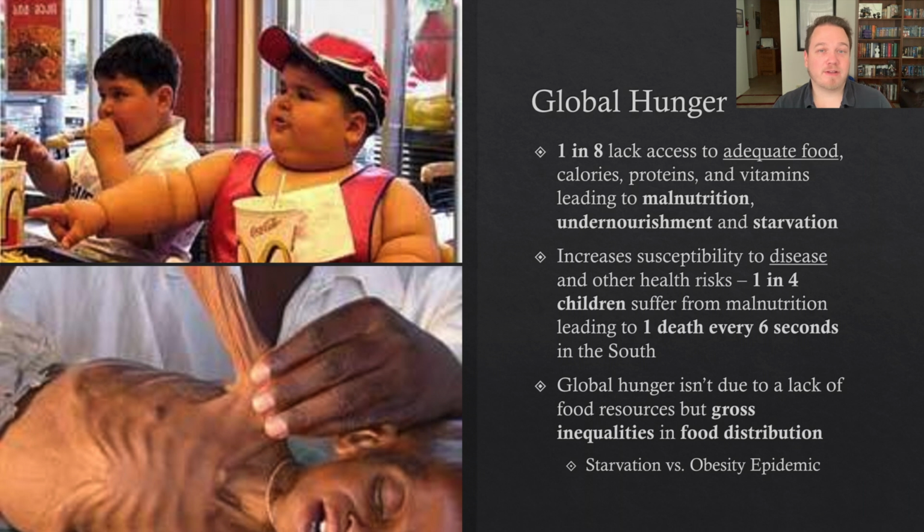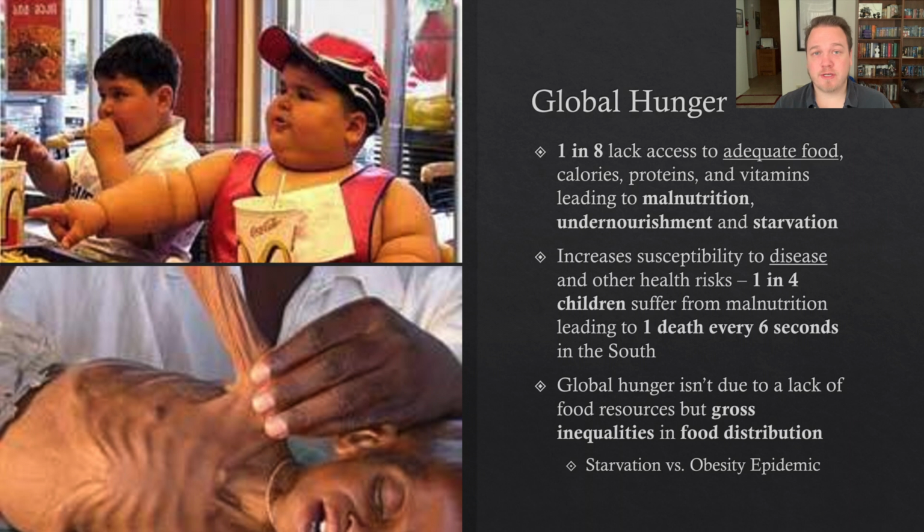Now, I didn't promise to get off the negatives just yet because we need to talk about global hunger as well. 1 in 8 people around the world lack adequate access to food. And this is a huge problem, obviously, because this can lead to malnutrition. This can lead to undernourishment. It can lead to starvation. And as these different factors compound into one another, it puts people at a greater risk for disease because their bodies don't have the nutrition elements that are necessary to fight off those diseases.